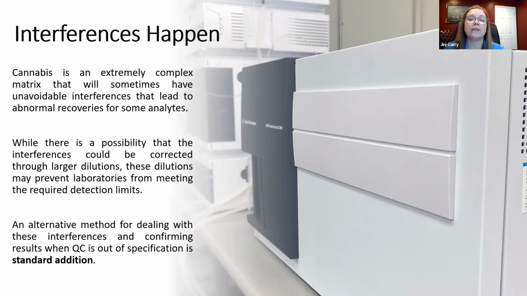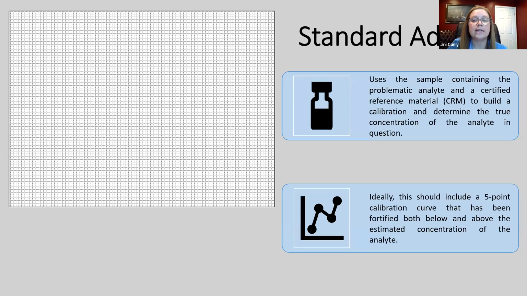So the way that our lab combats this and deals with these interferences, when we see indications that our QC is clearly showing us matrix is causing some sort of a problem, is we do standard addition on our samples. Standard addition basically uses the sample that is containing the problematic analyte and a certified reference material, so your CRM, your standard, and you build a calibration with that, and you're able to determine the true concentration of the analyte in question.